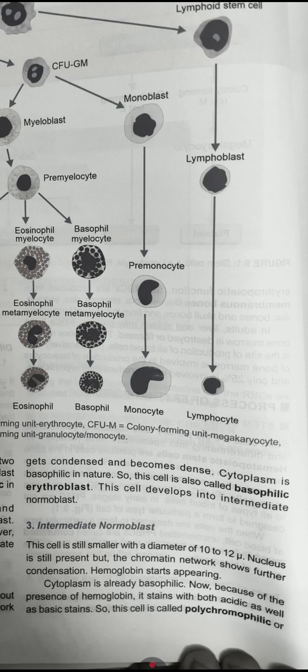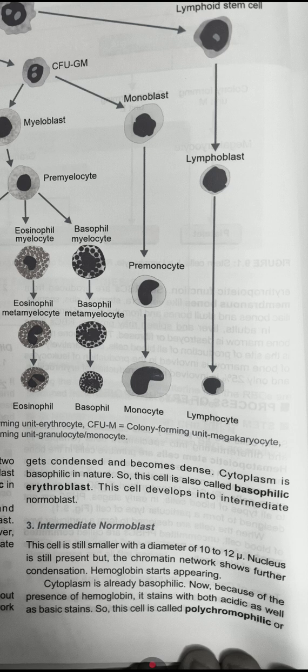Nucleus is still present. In the first two stages the nucleus was also present, but in the second stage the nucleoli disappear. In this stage also the nucleus is present, but the chromatin reticulum shows further condensation and hemoglobin starts appearing. The production of hemoglobin was already started beforehand, but hemoglobin starts appearing only in the intermediate normoblast stage, and the chromatin further condenses.